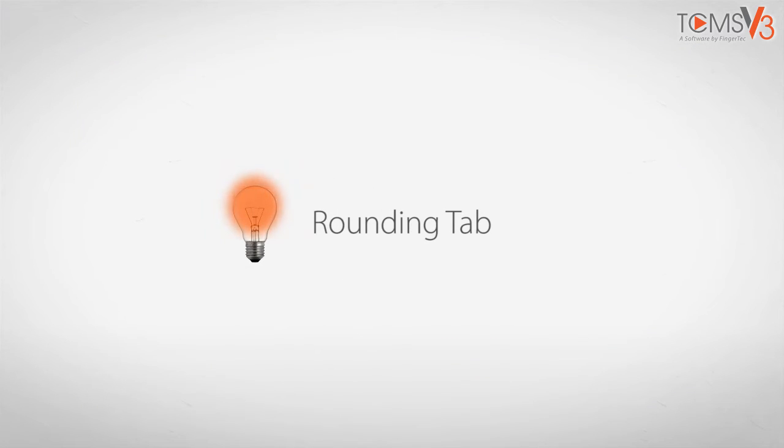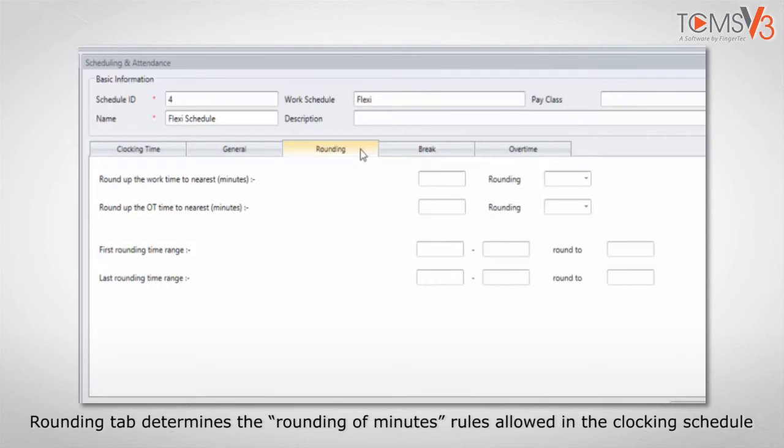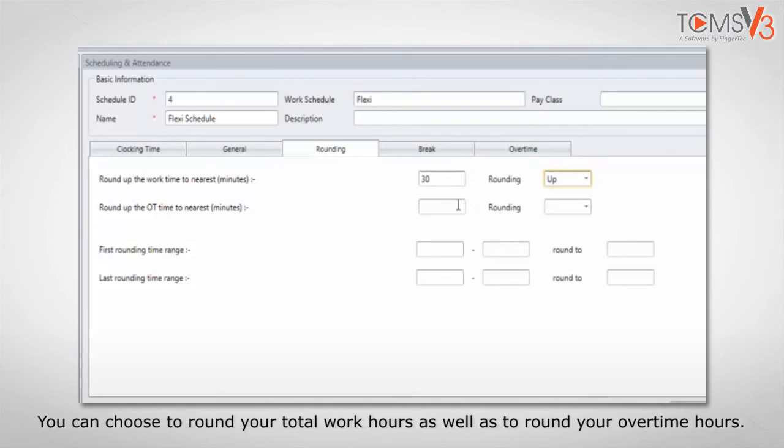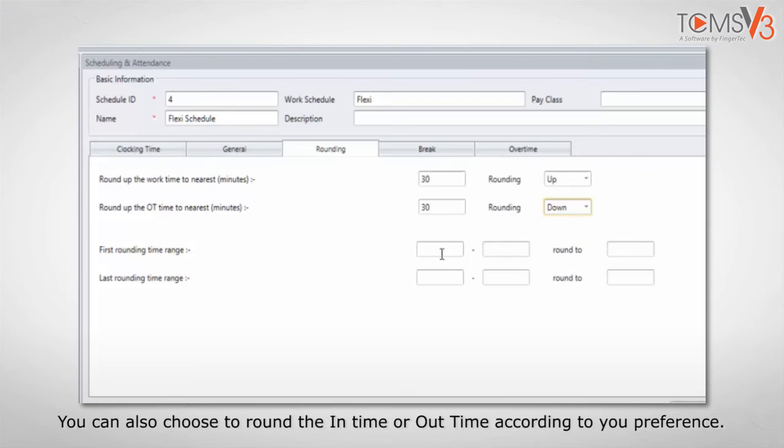Rounding tab. Rounding tab determines the rounding of minutes rules allowed in the clocking schedule, and the rules will determine the presentation of time in the attendance sheet. You can choose to round your total work hours as well as to round your overtime hours. You can also choose to round the in time or out time according to your preference.